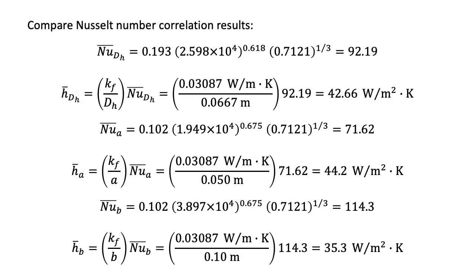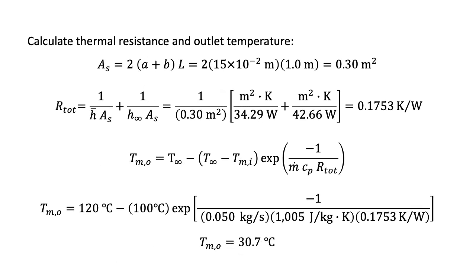Furthermore, note that further calculations using this range of values would be useful for determining how sensitive our results are to this parameter. Finally, substituting in values to our earlier equations, we get a total thermal resistance of 0.175 Celsius degrees per watt and an outlet mean fluid temperature of 31 degrees Celsius.